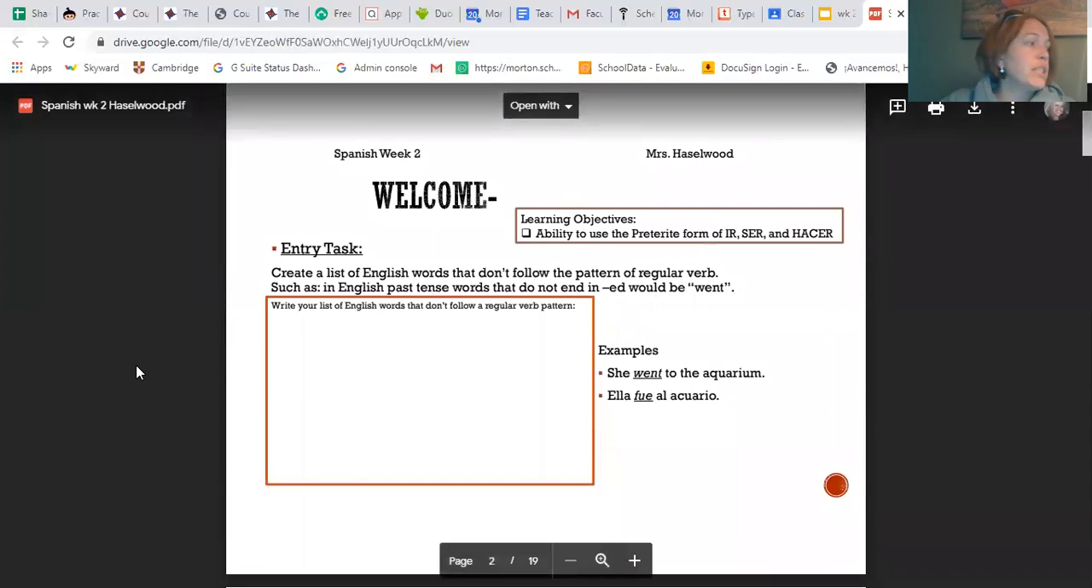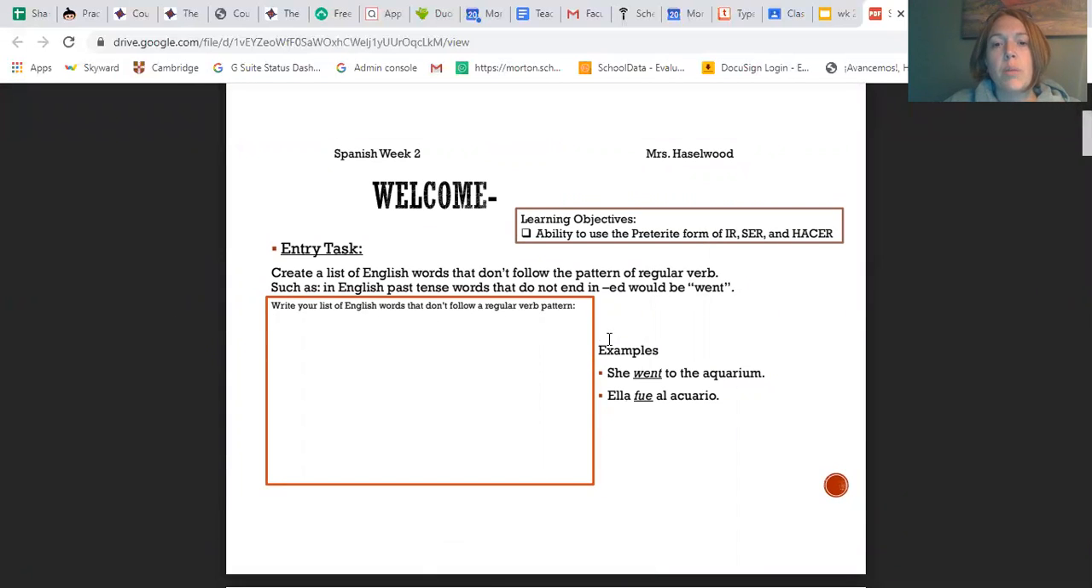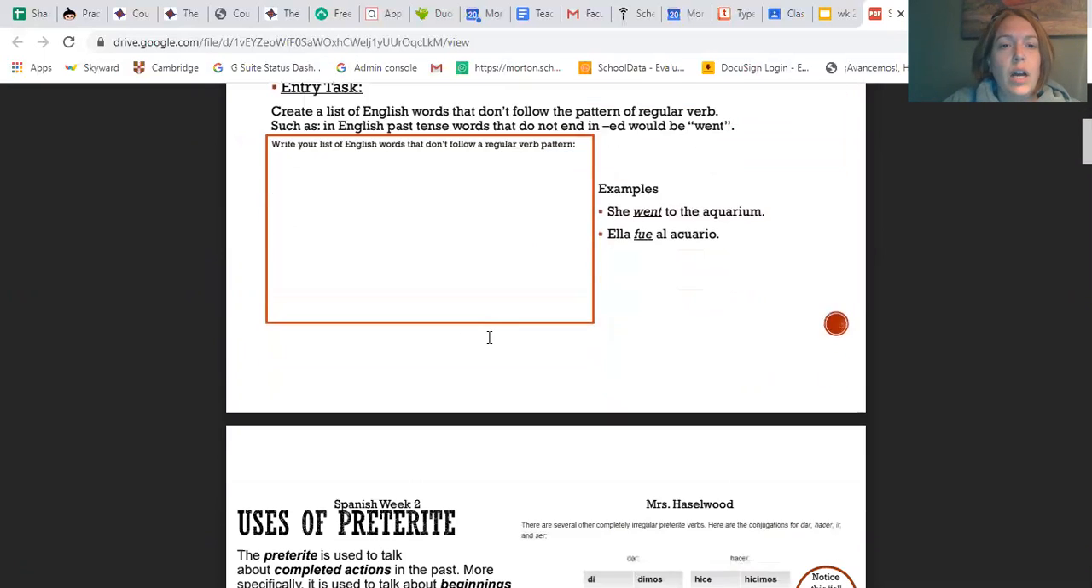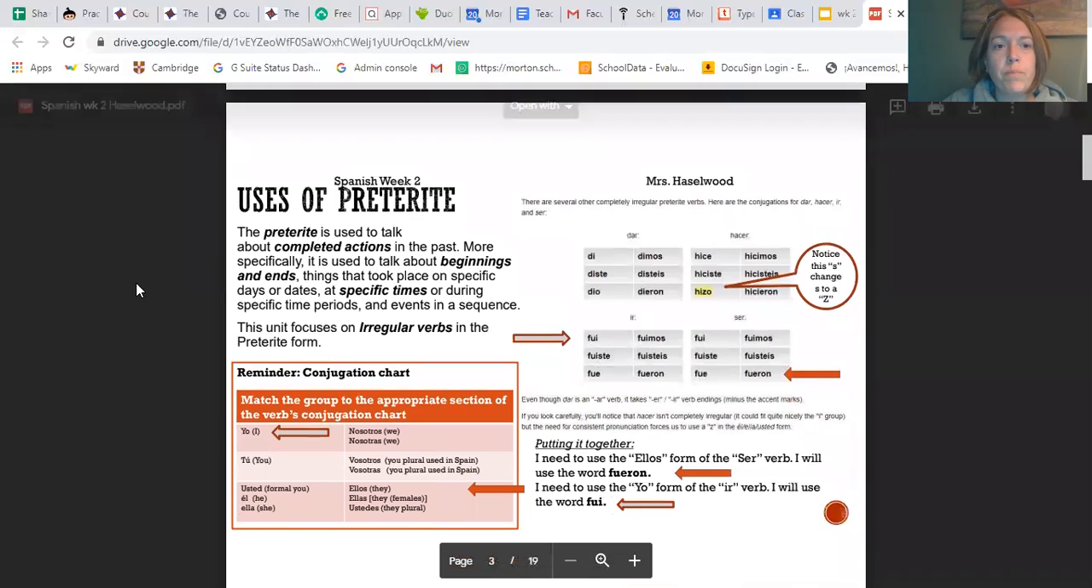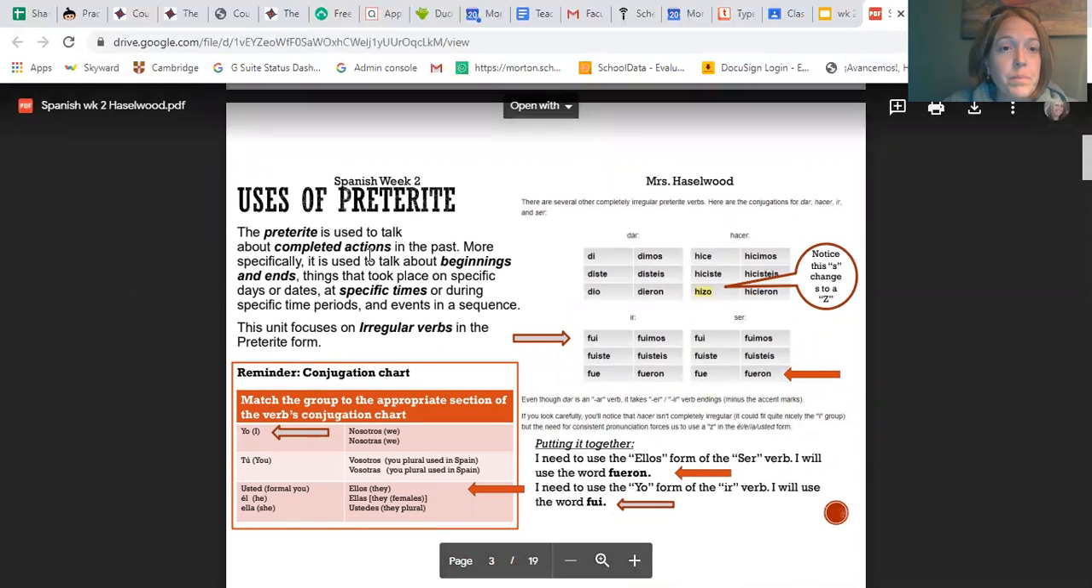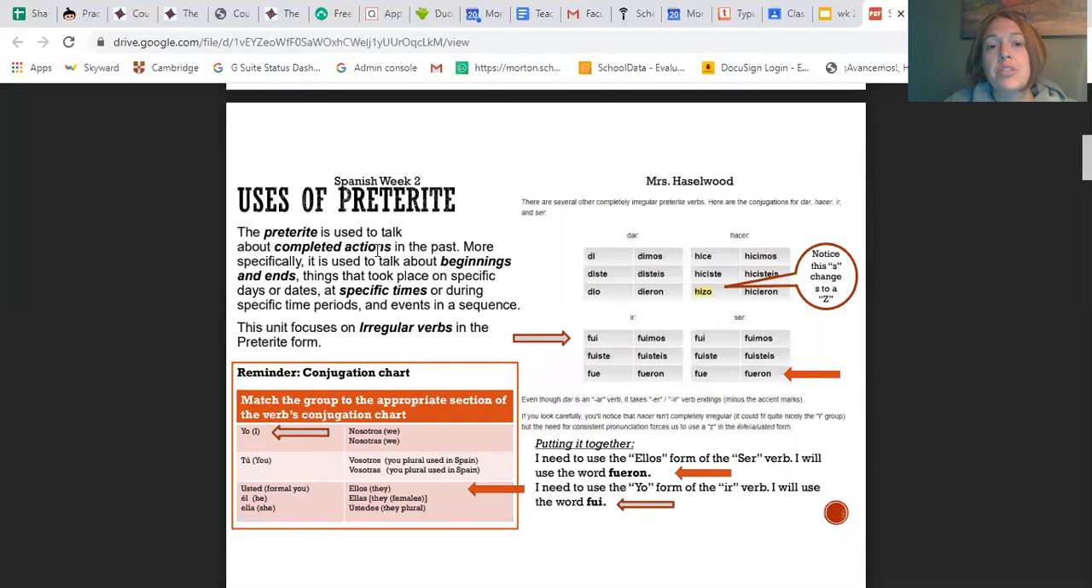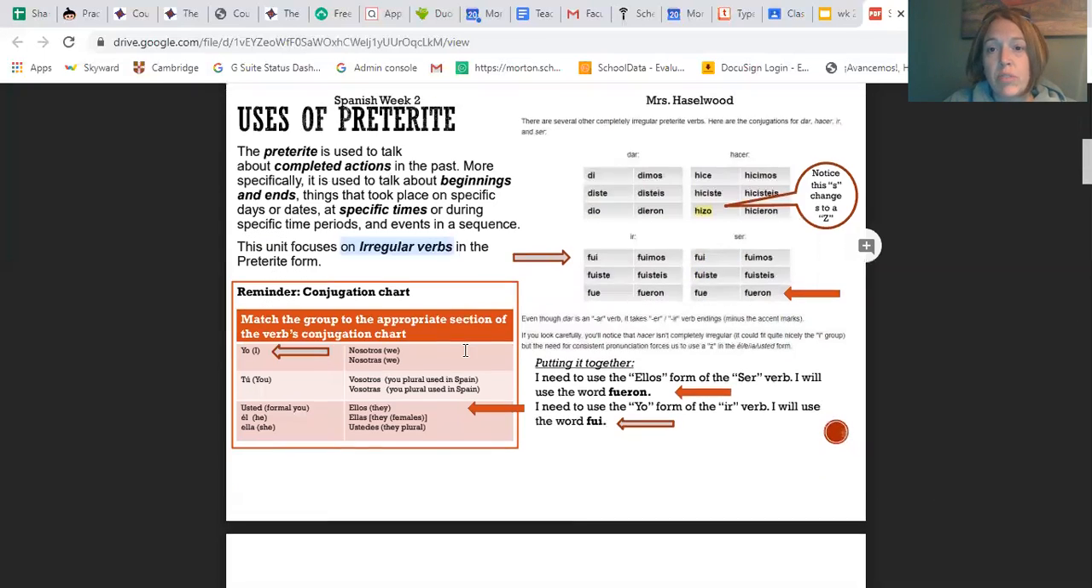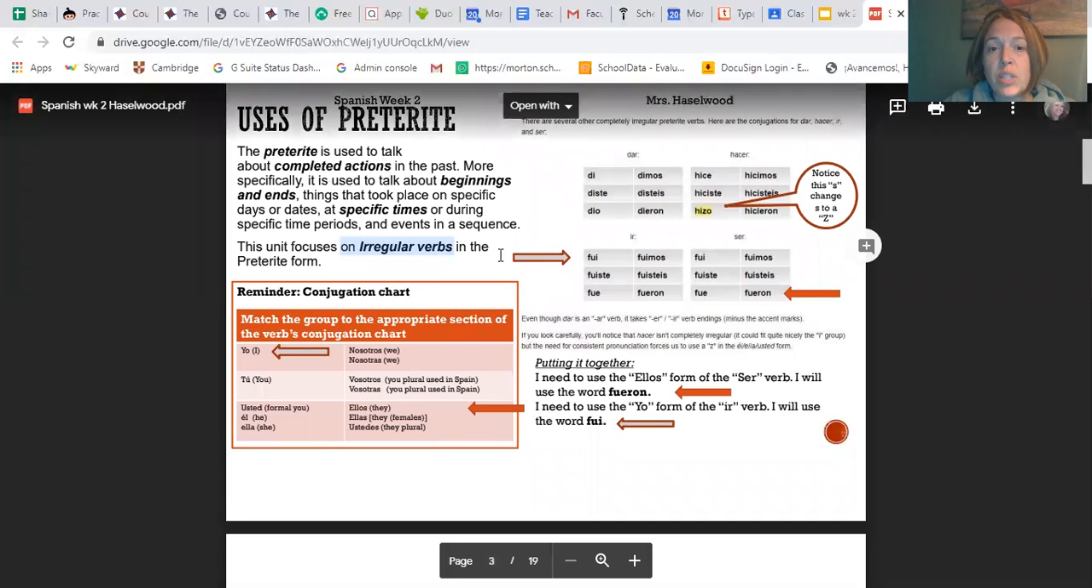Scroll down, it's got an entry task. It's asking you to create a list of English words that are past tense that aren't in a regular pattern of adding an ED. So an example would be went. And we scroll down a little bit more. We've got uses of preterite verbs, which in Spanish is the past tense. It's actions completed, beginnings and ends, and specific times. They are irregular verbs. The past tense irregular verbs is what this unit is focusing on.